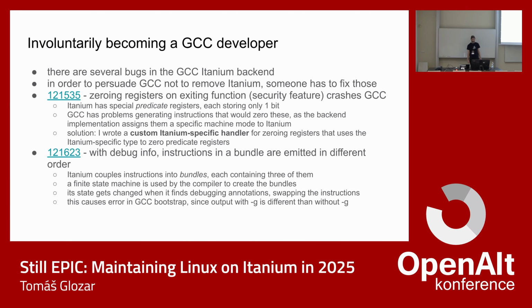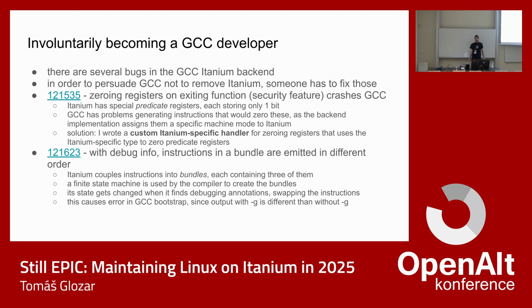One of those was that zeroing registers on exiting a function, which is a security feature so that the register values are not leaked, crashes GCC if used on Itanium. This is because Itanium has special predicate registers that are just 1 bit, and the implementation couldn't handle that. So I studied the GCC code. I wrote a custom Itanium-specific handler for zeroing those registers, and I also worked with the people in GCC who suggested how to do this for me. I still have to send this patch and write tests for it and so on. So this is an issue I managed to fix.